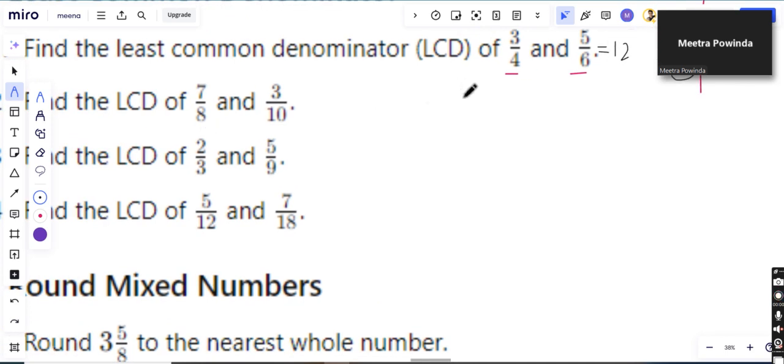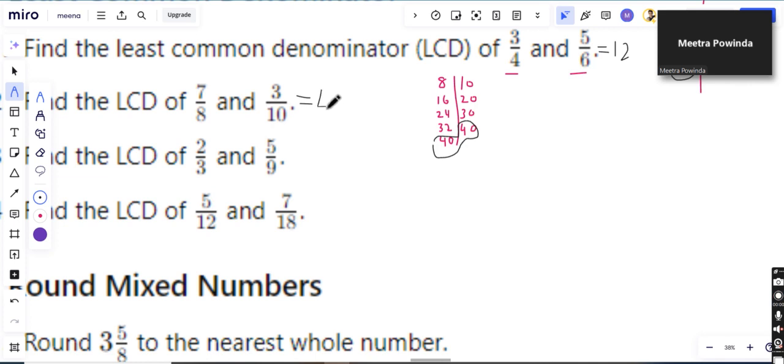8 and the second denominator is 10. So we try and add: 8 times 2 we get 16, 10 times 2 we get 20, 8 times 3 we get 24, 10 times 3 we get 30, 8 times 4 we get, good, and 10 times 4 we get 40, and 8 times 5 we get, here you check that we get 40 as the least common denominator for 8 and 10.